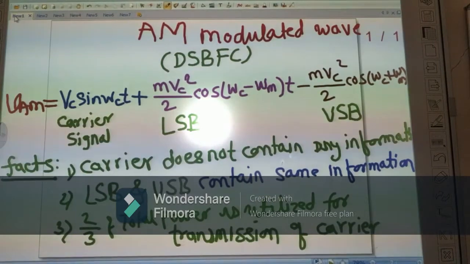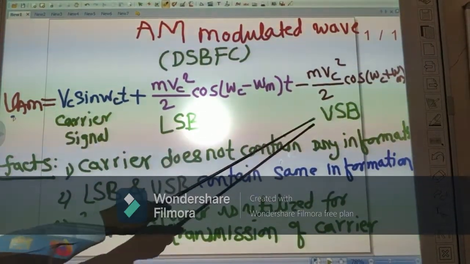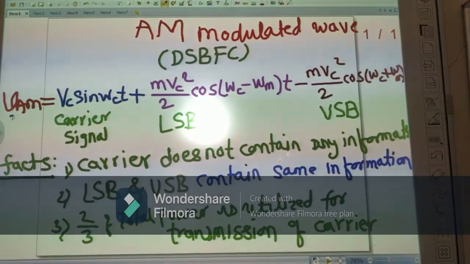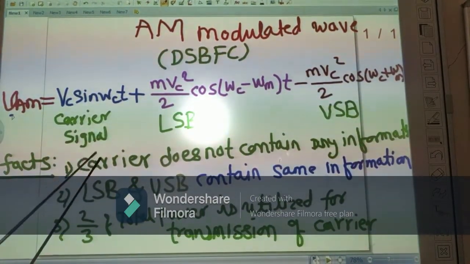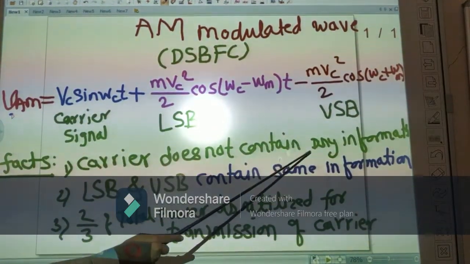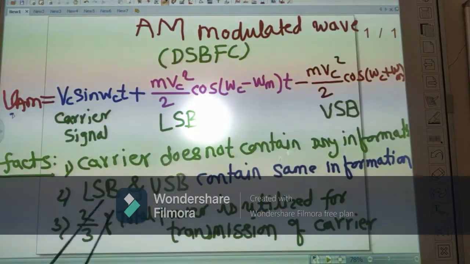Here this VAM consists of the carrier signal, lower sideband and the upper sideband. That means while transmitting the amplitude modulated signal, that is the double sideband full carrier signal, the lower sideband and upper sidebands also get transmitted. The fact is that the carrier signal doesn't contain any information. Second, the lower sideband and upper sideband contain the same information.